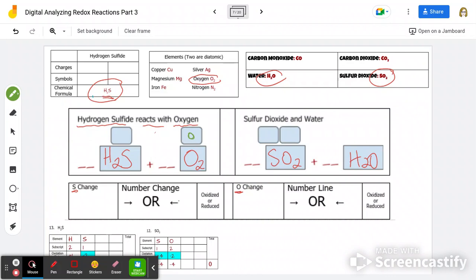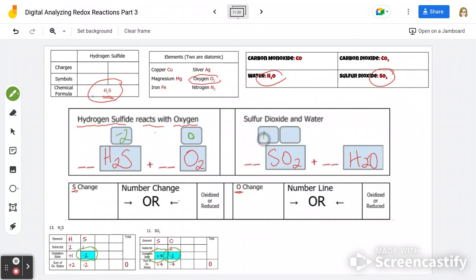Now, here is where you did your oxidation states. So for H2S, you said that sulfur had an oxidation state of -2. And for SO2, you said that sulfur was +4 and oxygen was -2. So now you're able to analyze each element.